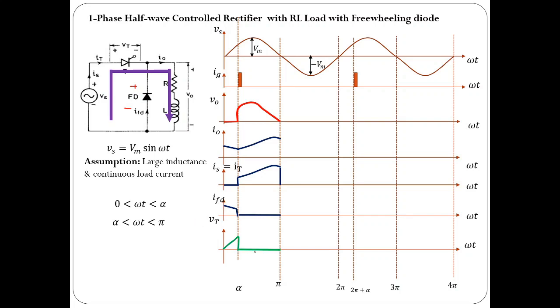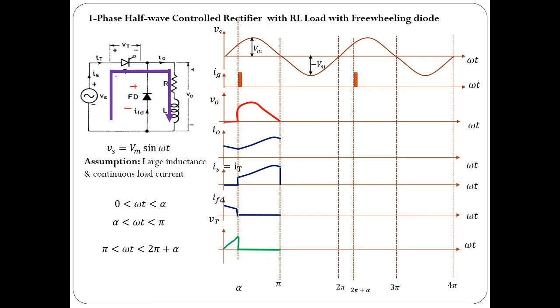And then the voltage drop across the thyristor would become 0 because it is conducting. On-state drop is assumed to be 0 in the ideal case. Practically that is going to be 1 to 2 volts, but let me assume it is 0. So this is the operation for omega t ranging from alpha to pi.